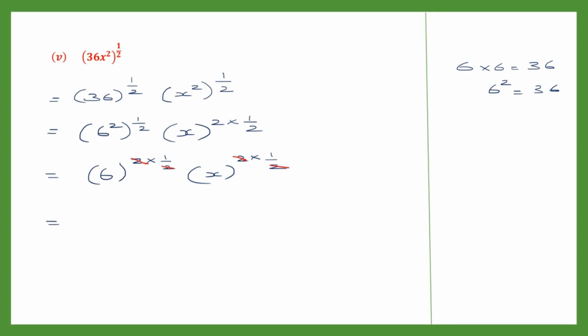So what do we have here? We have 6 raised to the power of 1, which is 6 itself, and x raised to the power of 1, which is x itself. So what is the final answer? 6x.